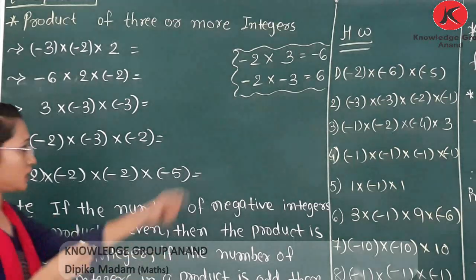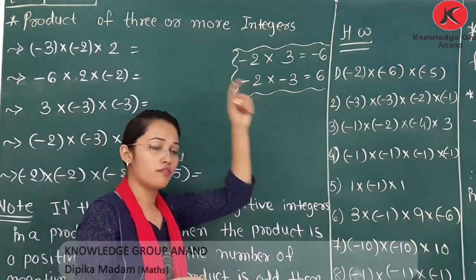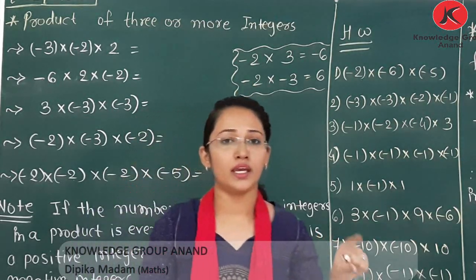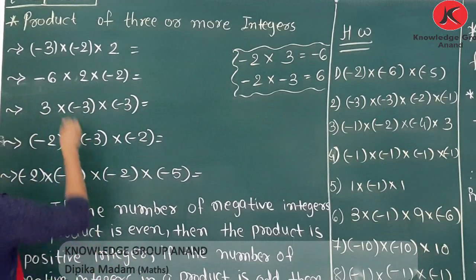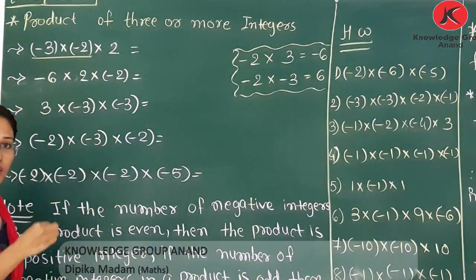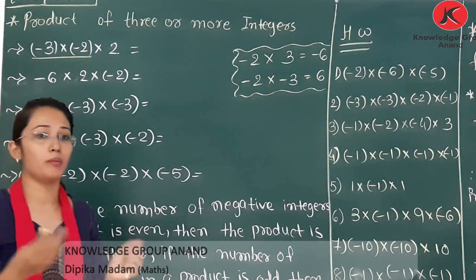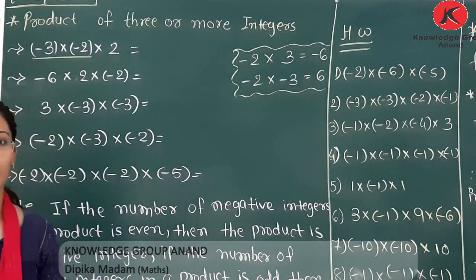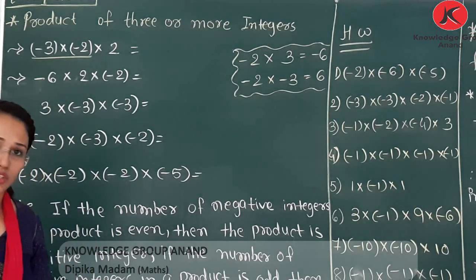You can see here three integers are there. So you need to apply the same two rules. If one is negative, then the answer is negative. If two are negative, the answer is positive. So first we multiply two numbers as we do in a normal multiplication. In normal multiplication, when many multiplications come, we multiply one by one. The same we need to do for integers.